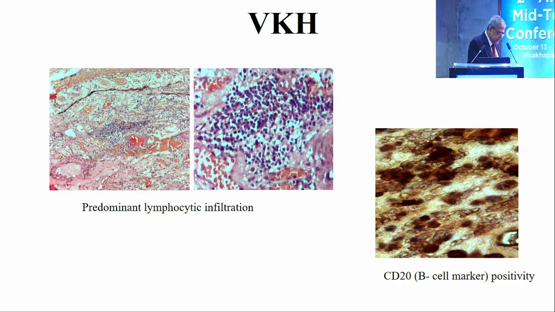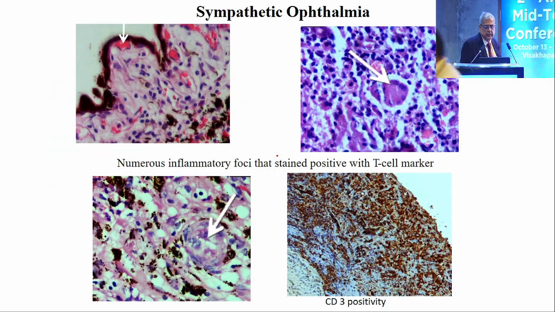If you look at that VKH specimen, you can see that there is a CD20 B cell marker positivity in that slide. In case of sympathetic ophthalmia, you see the numerous inflammatory foci that stained positive with a T cell marker, and there is a CD3, there is a T cell positivity seen here.